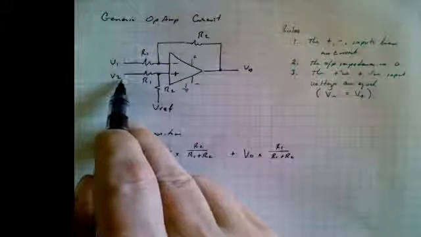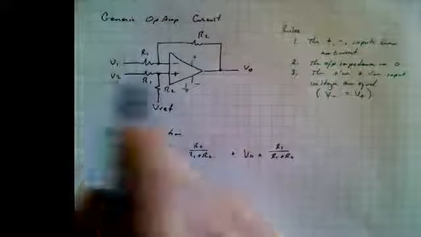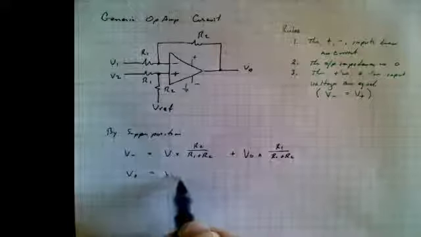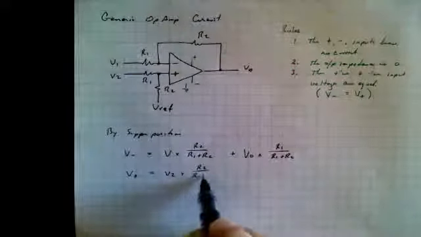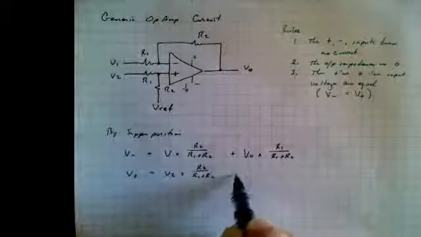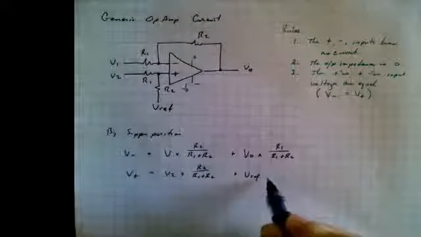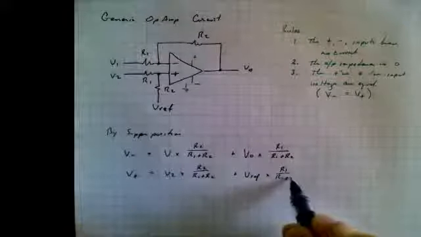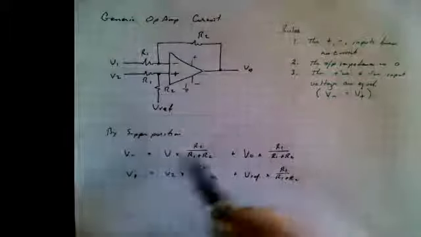And we'll do the same thing over here. We'll find the voltage at the non-inverting input, the contribution from V2. So that will be V2 times R2 over R1 plus R2, plus the contribution from Vref when V2 goes to 0. So Vref times R1 over R1 plus R2. So this is just simply Ohm's law.